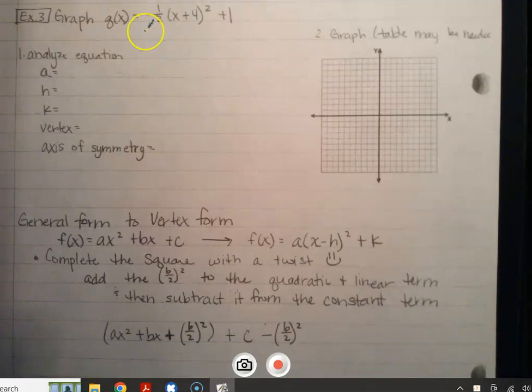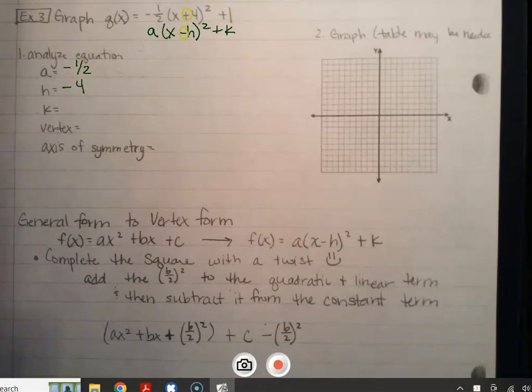So again, function or vertex form is a times (x minus h) squared plus k. You guys are probably going to get tired of me writing that, but hopefully it's embedding it in your mind. So our a value is what? Good, -1/2. What's my h value? Perfect, it's going to be a -4, because in the formula we have a minus h, and in the one that we were given we have a plus, so it's going to be a -4.